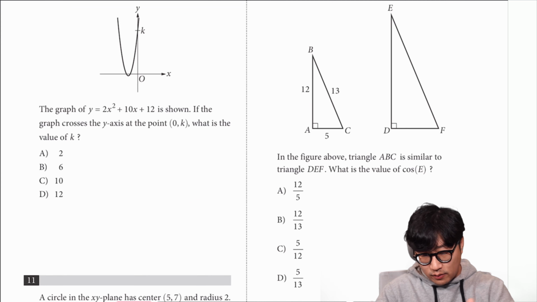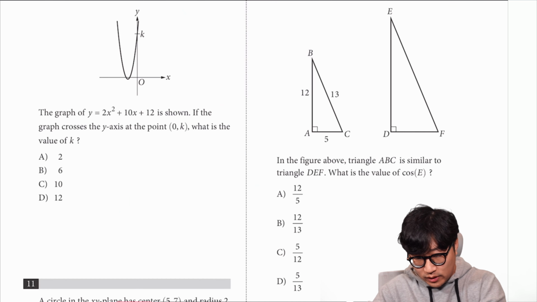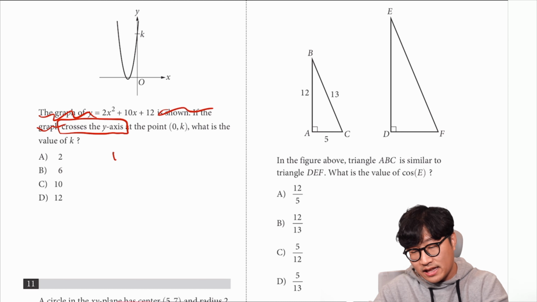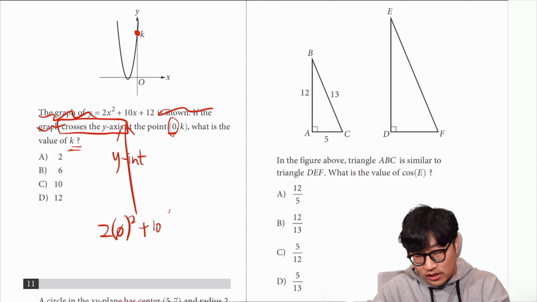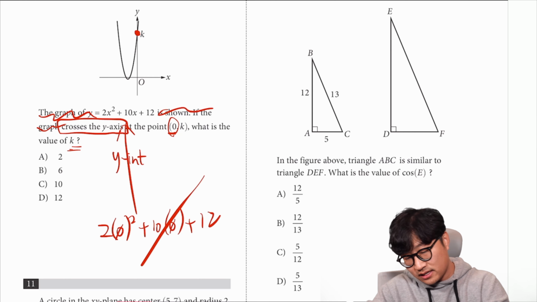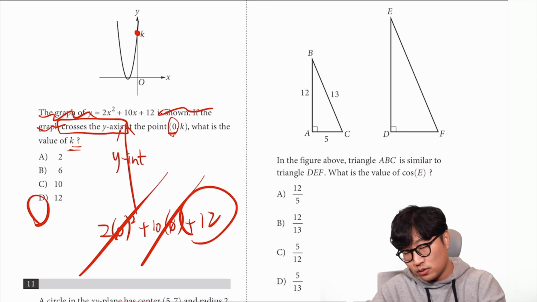Number 10, the graph crosses the y-axis, aka that's called the y-intercept. So what is the value of k? Where x is 0. So that is happening right there. If you think about it, x is 0. So you can go back to this equation and just plug in x is equal to 0. And when you do that, that's just going to simply cancel those two, so it's just going to be a 12.